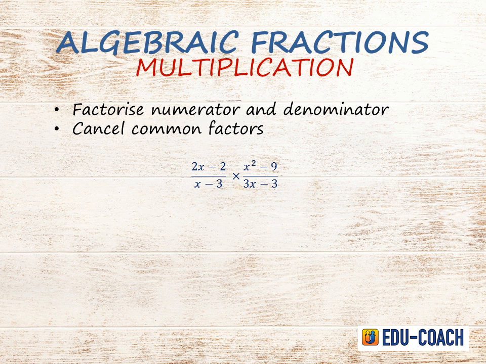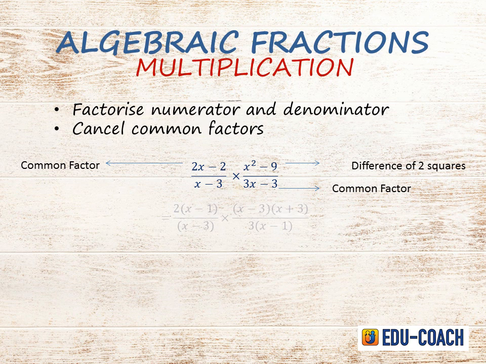So remember, we have to factorize our numerators and our denominators. What do we notice? That 2x minus 2 has a common factor. X squared minus 9 is the difference of 2 squares. And in 3x minus 3, we have a common factor. So if we factorize these three expressions, this is what we end up with.